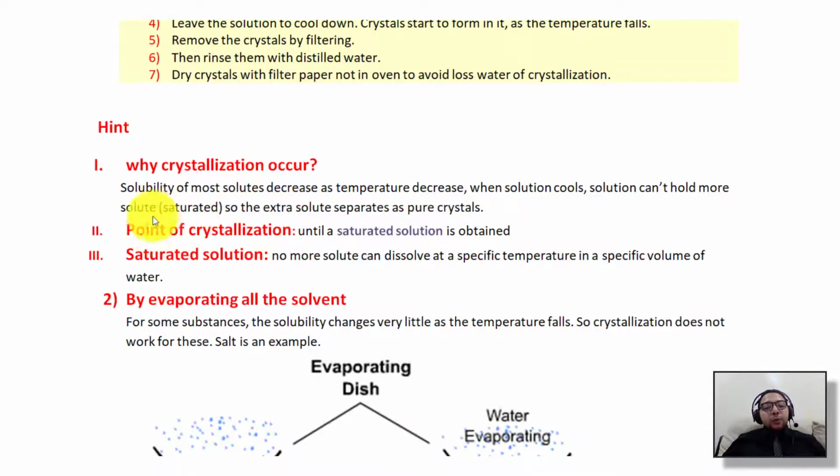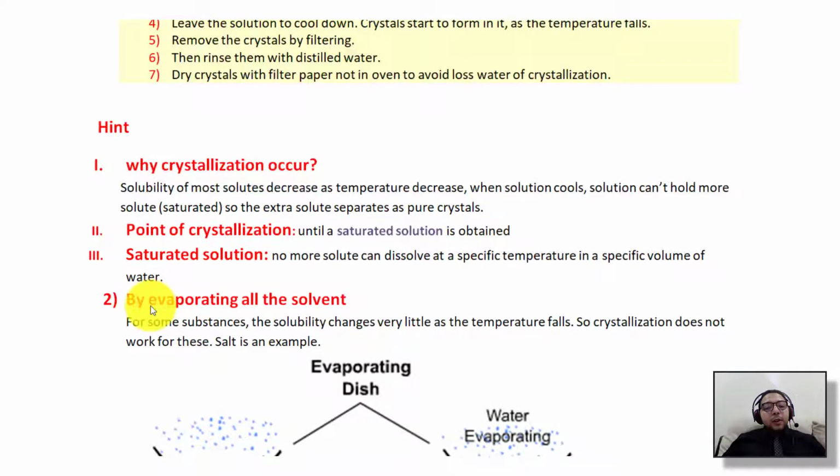We have something called the point of crystallization. The point of crystallization is the point where the saturated solution is obtained. So when you have a saturated solution and you let it cool, this is the crystallization point. A saturated solution is a solution that cannot dissolve more solute at a specific temperature and a specific volume of water.